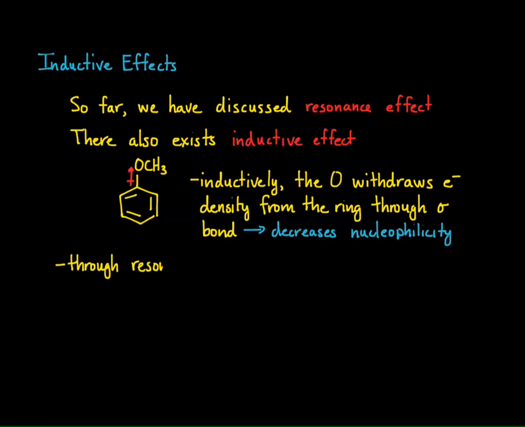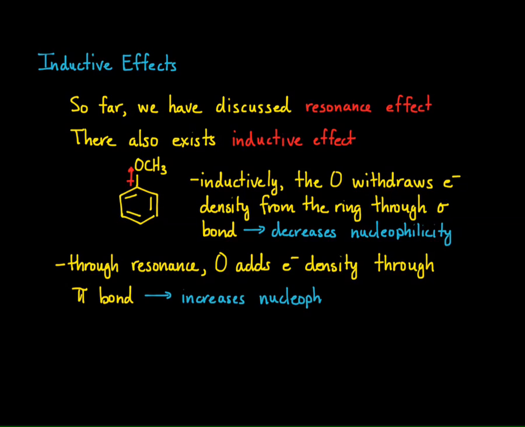However, through the resonance of one of the pairs of electrons on oxygen, we see that oxygen can actually add electron density through the pi system. And it's that pi system that is the nucleophile. The HOMO of the pi electrons is what is really attacking the electrophile. So because oxygen can add electrons to it, this actually increases nucleophilicity.